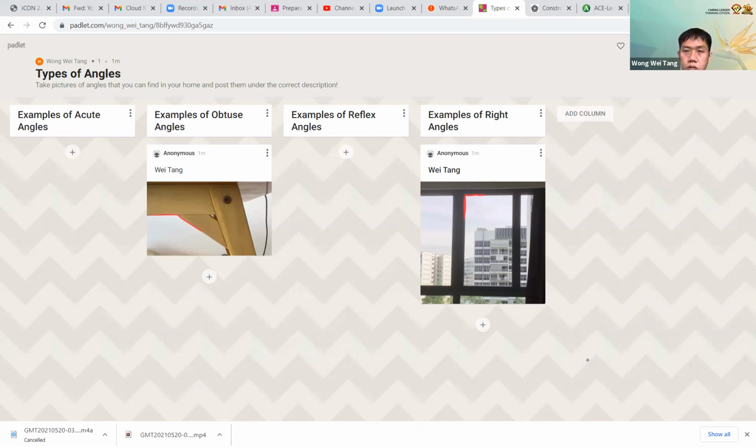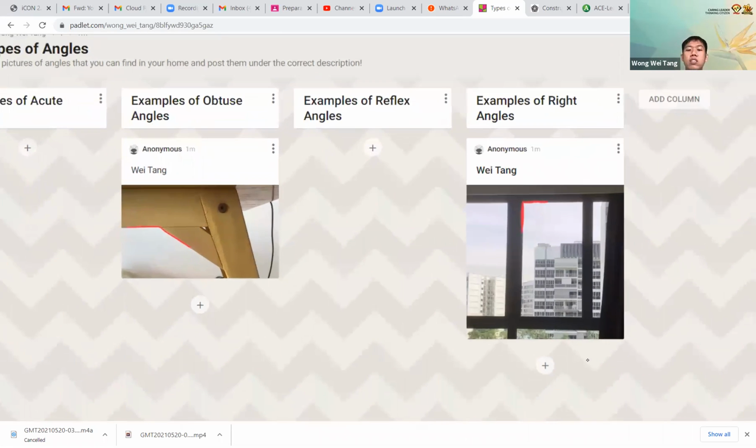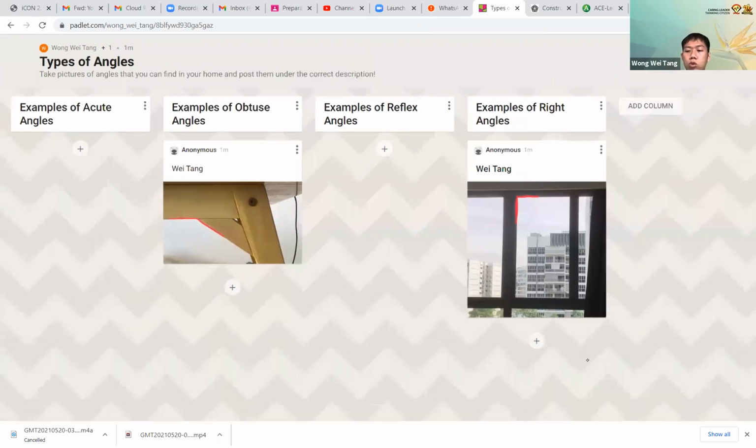Acute angles, which is less than 90. Then you click on the plus over here. Then you can add an item. You can insert a picture. I want an example of an obtuse angle, reflex angle, as well as right angle. So these are the examples that I've done for you already. I also want you to put your name up.